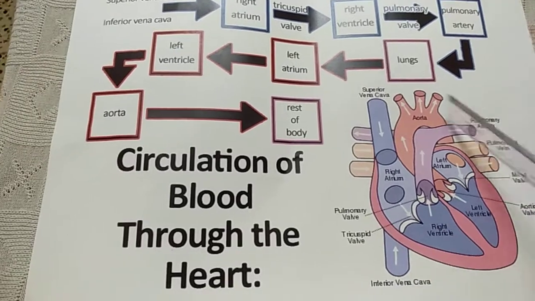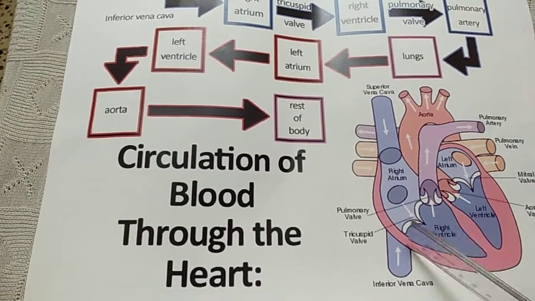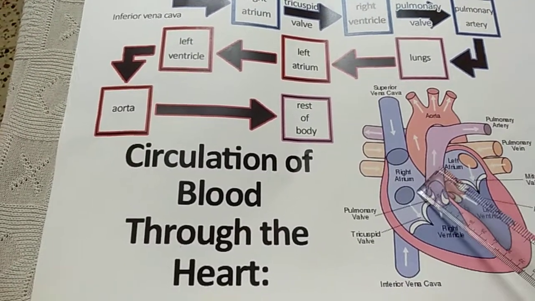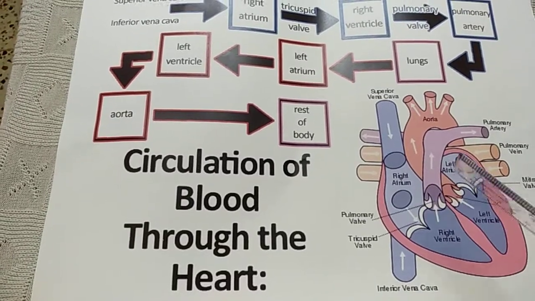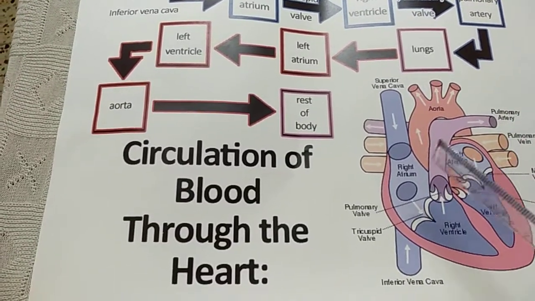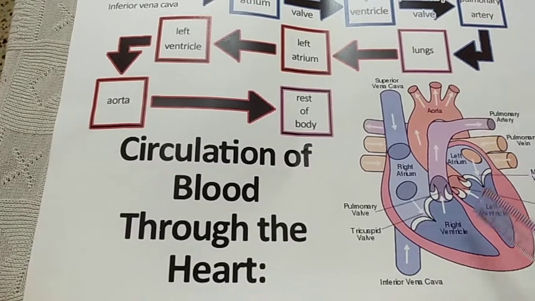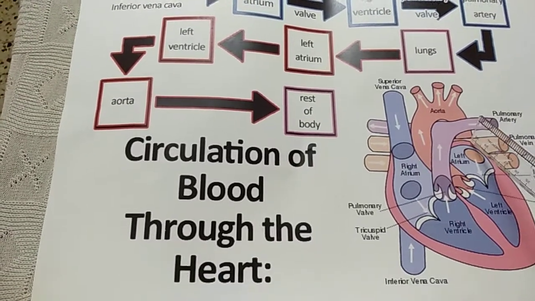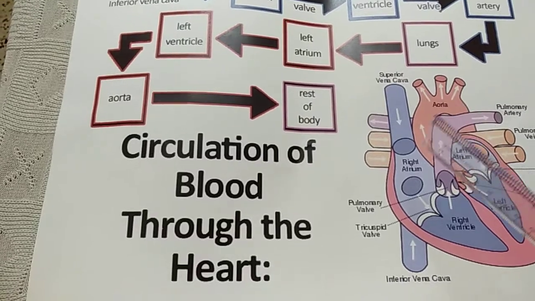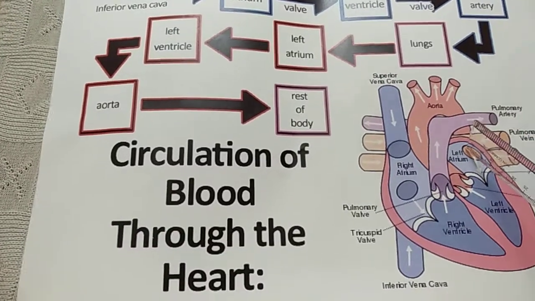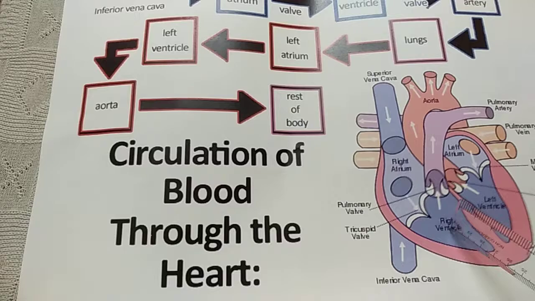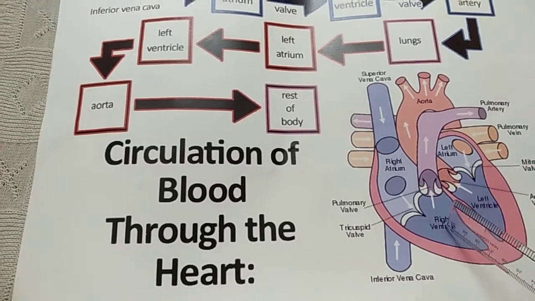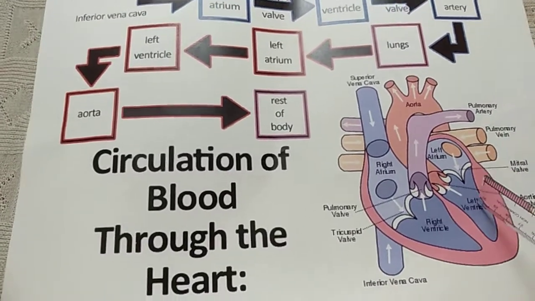It is a conical and muscular organ, the size of a fist, and it has four chambers: the two upper chambers and the two lower chambers. The two upper chambers are the right atrium and left atrium, and the two lower chambers are the right ventricle and left ventricle.